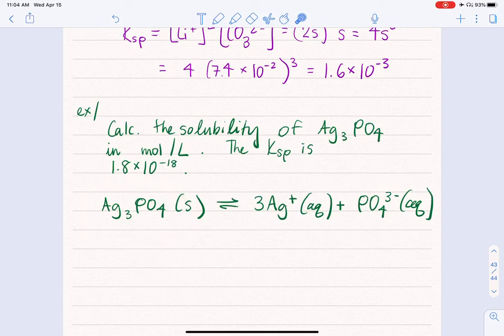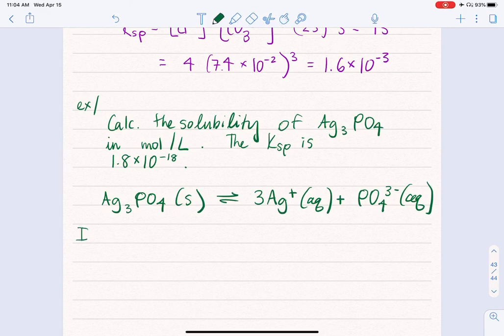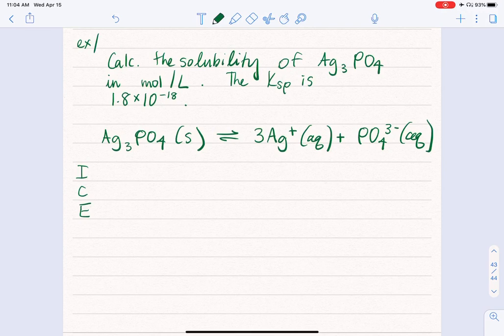So based on that reaction, I can write a KSP value. I can also make an ice chart, just like I did in the last problem. So let's do both. Before I do my ice chart, I want to write the KSP expression based on the reaction that I wrote. So the reaction must be balanced so that I can get the proper KSP expression. I have silver cubed times phosphate. Okay, based on that balanced reaction.